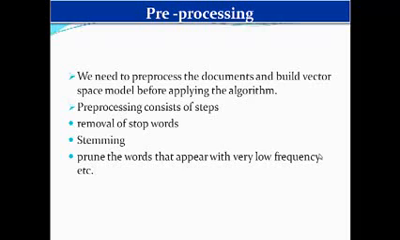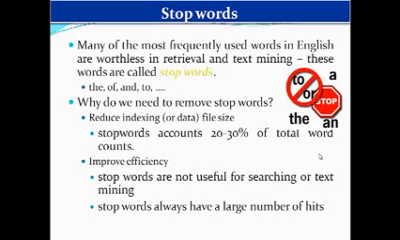We need to pre-process the documents and build vector space model before applying the algorithm. Pre-processing consists of steps: removal of stop words, stemming, prune the words that appear with very low frequency. Stop words. Many of the most frequently used words in English are worthless in retrieval and text mining. These words are called stop words.